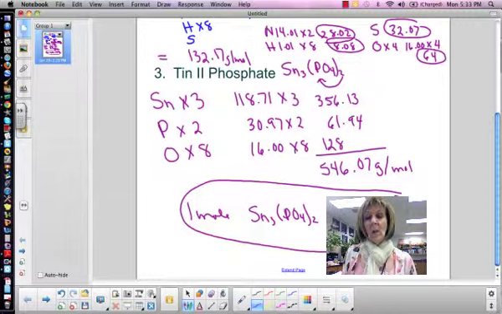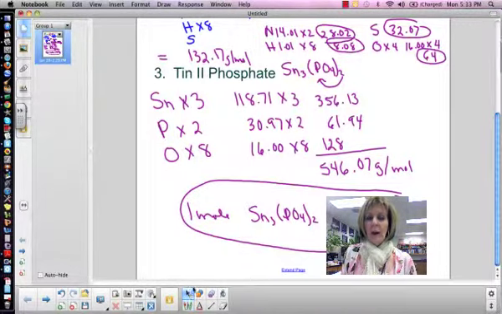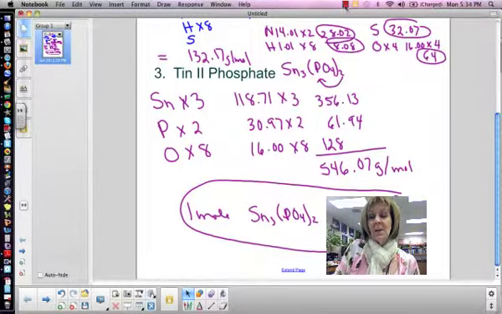So calculating molar mass is a really, really important thing. If you don't quite get that, then make sure you rewatch the screencast and do some practice problems. All right, so hopefully that helped.